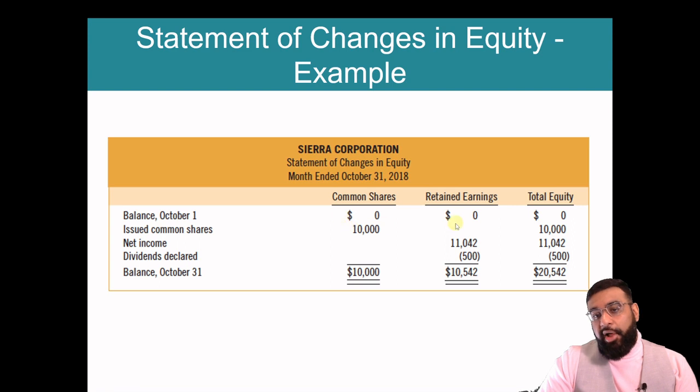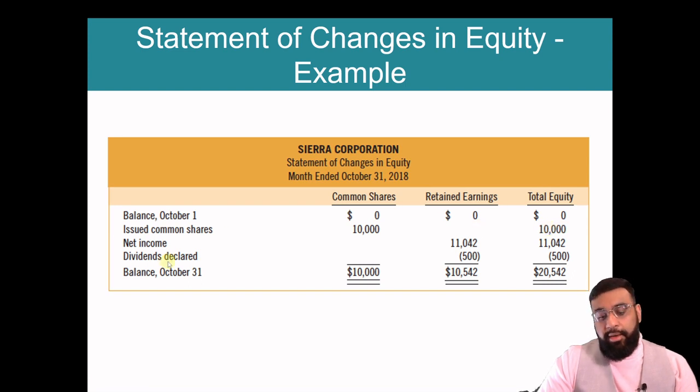As you can see, the dollar signs pretty much tell us that everything in this column is going to be dollars. Now we're going to add the issuance of common shares. This company issued 10,000 of common shares. This only impacts the common shares column. It has nothing to do with retained earnings. To calculate total equity for the balance on October 1st, we do 0 plus 0 equals 0. For issuance of common shares, we have 10,000 plus blank equals 10,000.